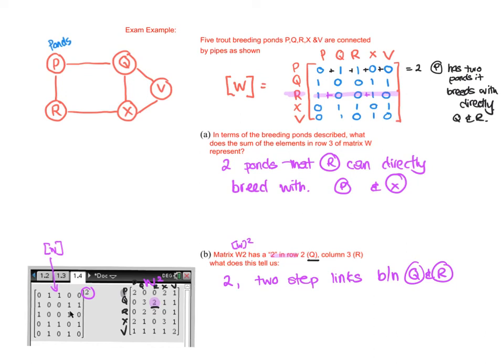If you look at Q and R, one maneuver could be I go this way and that way. So one of those options is I go Q, X to R. And then the second option would be Q to P to R. So what does that tell you? There's 2 two-step links between Q and R. That's what this 2 explains to us.